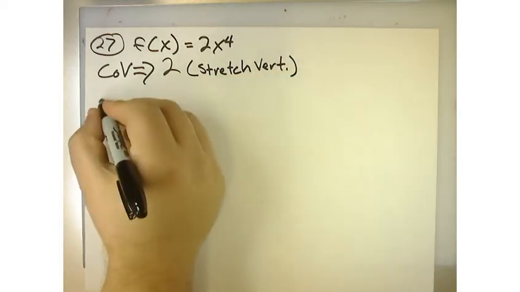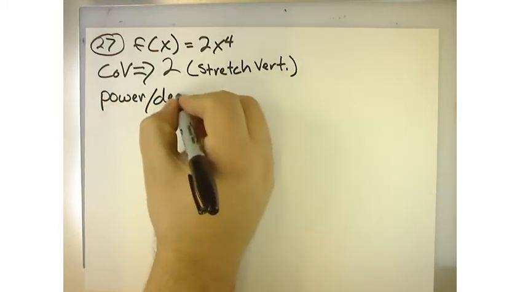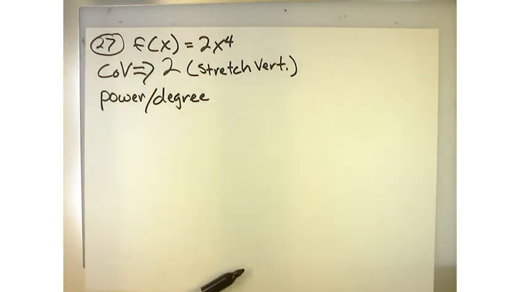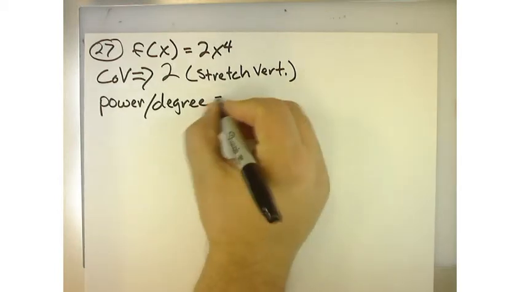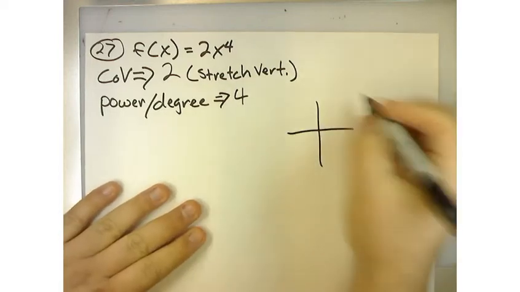Our power, which is the degree, because they're monomials, right? If it was a polynomial, we'd choose the highest power, and that would be the degree of the function. But this is only one term, it's a monomial, so whatever the power of the monomial is, that's the degree of the function, right? Well, that's 4.